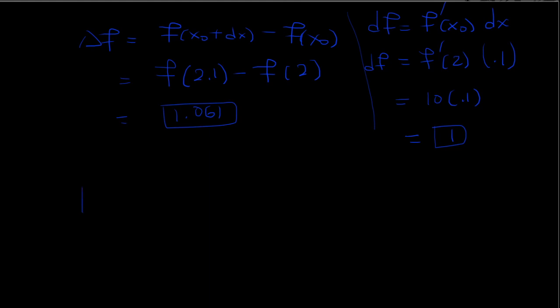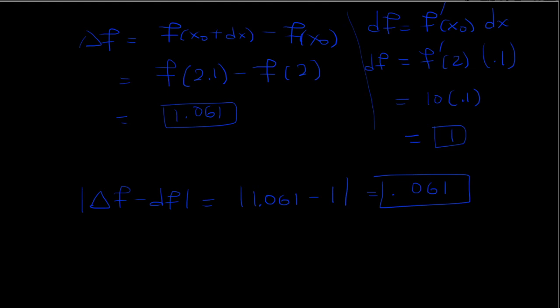Finally, I can look at the approximation error. So here I'll just be subtracting. So I get 1.061 minus 1, which will be 0.061. And that's my approximation error.